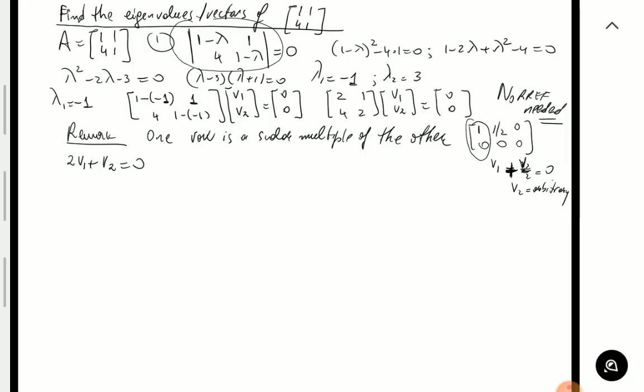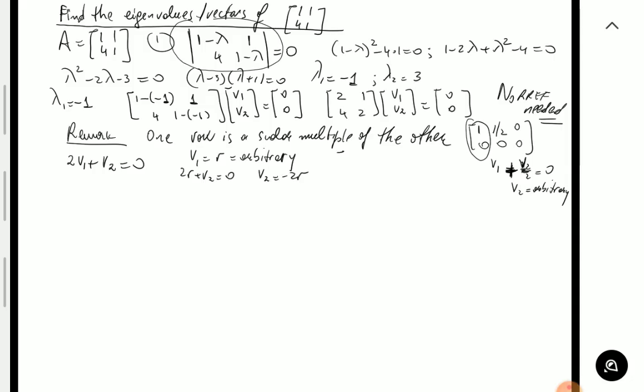Declare one of them to have an arbitrary value, and solve for the other. And if it's possible, try to avoid fractions so that your eigenvector is as nice as possible. So, for example, in this case, I'm going to just declare V1 as arbitrary. Let's call it R, or give it some other symbol. And then I'm going to solve for V2.